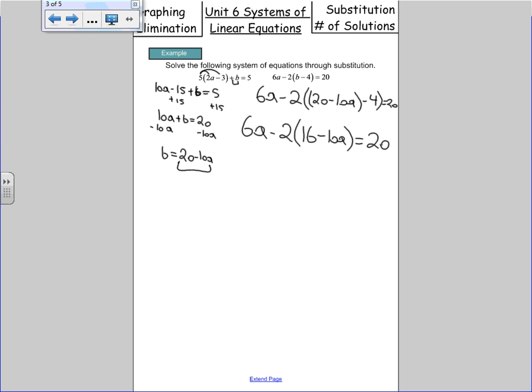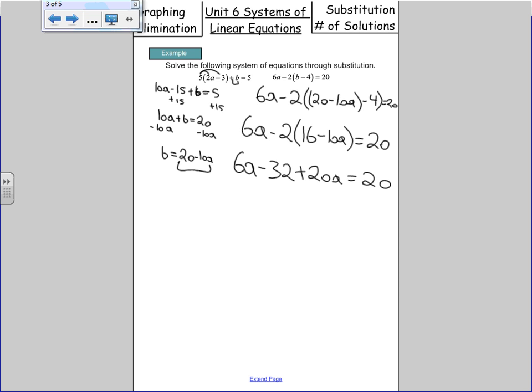Alright, multiply the negative 2 in. So it's 6a minus 40 plus 20a minus 4 is equal to 20. Because I multiplied negative 2 in. Make sense? And then like terms again. So now you got 26a minus 32 equals 20.